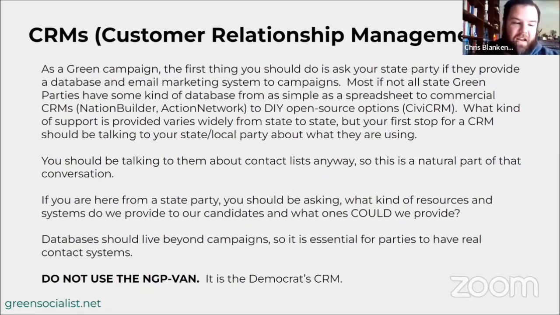And one thing I'm going to say on CRMs before I get into specifics is do not use, in all caps and bold, do not use the NGP VAN if you are a green. It's the Democrat CRM. So if you use the NGP VAN or MiniVAN or any of their little side splits that come off of it, you're giving all your data to the Democratic Party. Everything you collect on the Green Party is going to funnel into the people who repress us, right? And frankly, as someone who's used the VAN as a community organizer in the past, it's clunky and not great anyway.